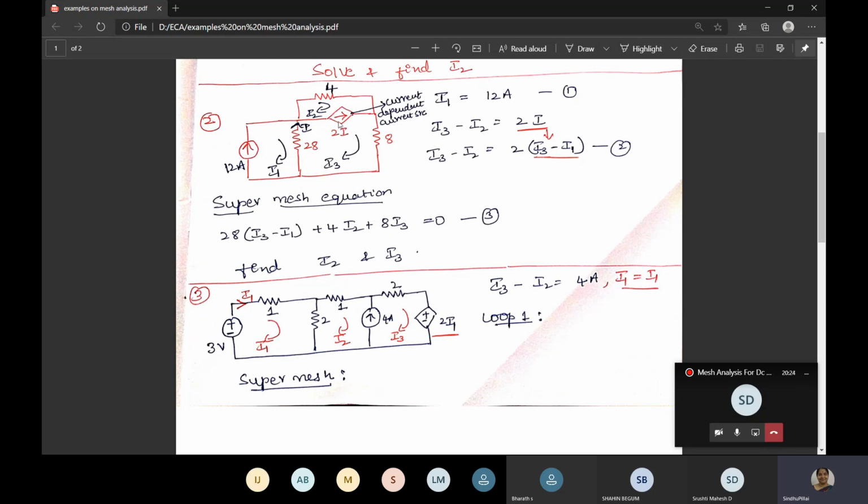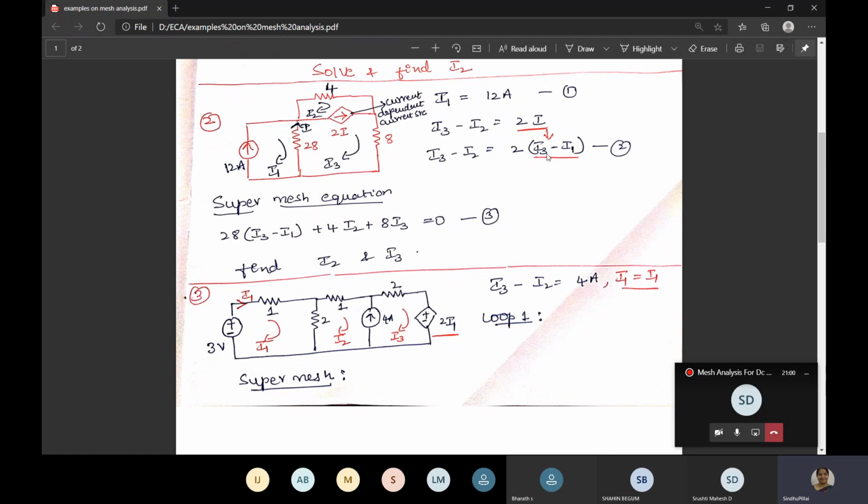Next, we have to write this current source in terms of I2 and I3. It is in the direction of 2I, and I3 is in the direction, so I3 minus I2 is equal to 2I. What is this I? I is the current in the 28 ohm resistor branch. In this 28 ohm resistor, two currents are flowing, I1 and I3, which is in the direction of I3. So I is equal to I3 minus I1.